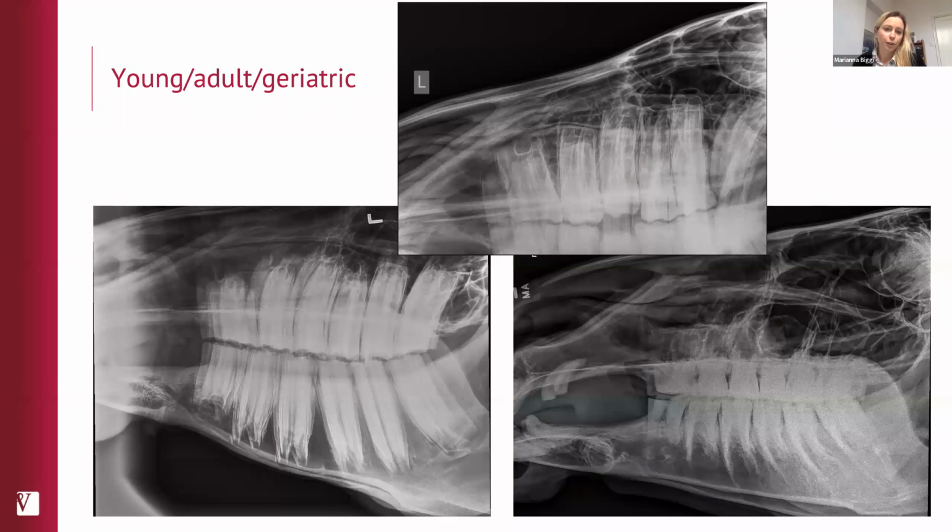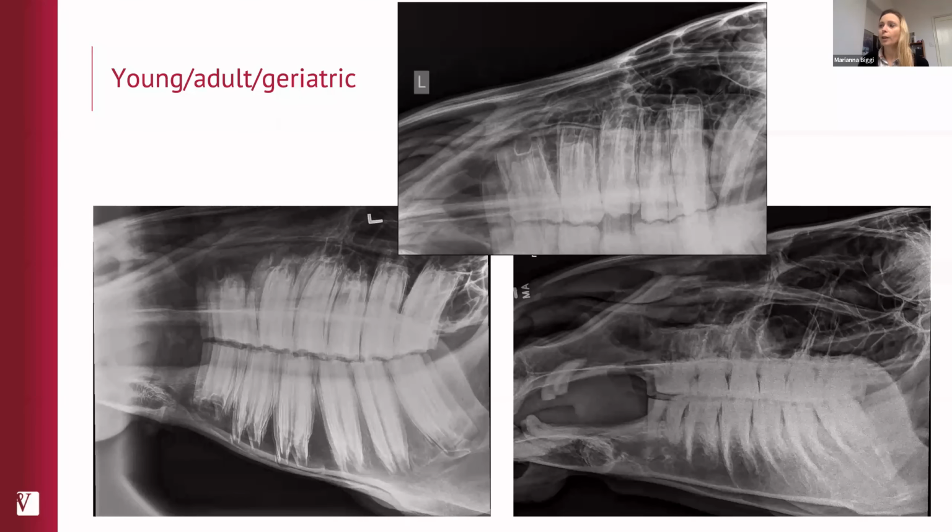So we now move on to interpretation, and I'm concentrating my talk on the maxillary cheek teeth and sinuses, and that's because I find it much more challenging to interpret than the mandible, but that's maybe just me.